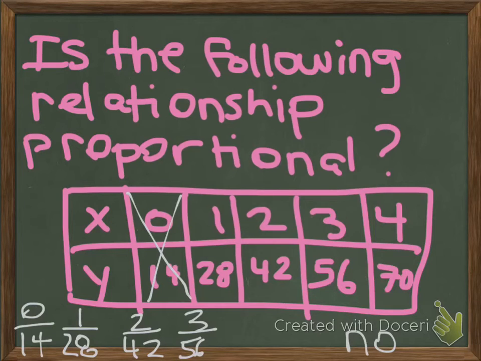Either by making them all ratios, and if they are not all the same ratio, not including the 0, 0, then it's going to be a no. If they are all the same, again, not including if it's 0, 0, then it's going to be a yes.